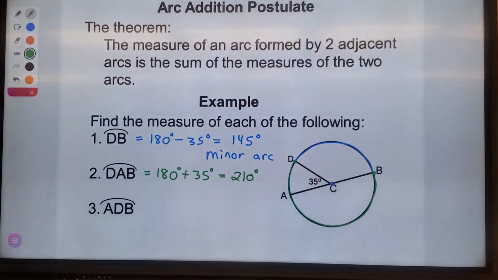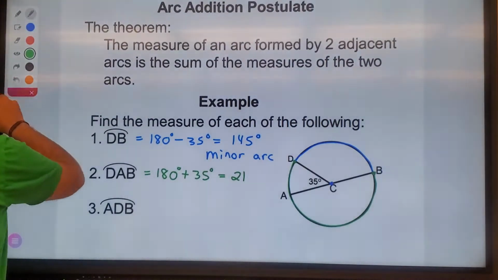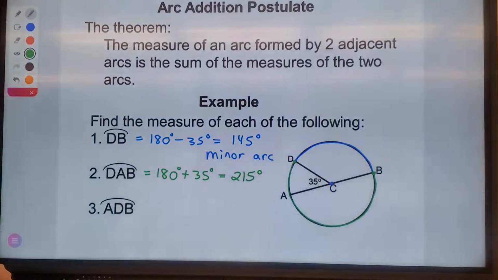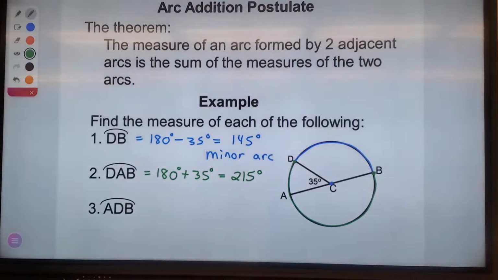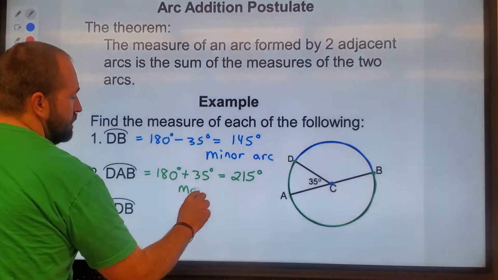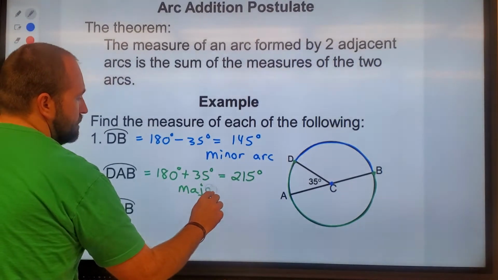And again, in order to finish this, I'm going to classify. Let me make sure I get that correct: 215 degrees. Again, I need to classify. So I have minor, major, or semicircle. This is more than 180 degrees, so this would be a major arc.